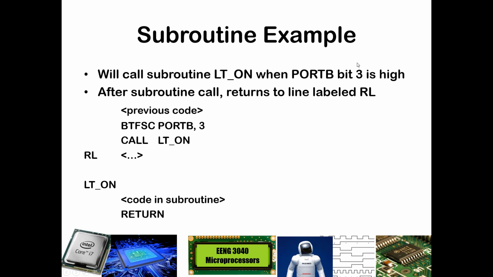In this case, we want to check when port B bit 3 is high, we want to turn on this light. So we're doing a bit test, and we're checking port B bit 3 to see if it is high. If it is high, then we are going to call LT_ON. Otherwise, we're going to skip over and go to this next line of code. After we finish executing LT_ON and we hit this return statement, the program counter will have previously been stored, and that will have the location of this line of code. The call LT_ON will be stored on the stack, and so then it will increment by 1, and we will go back to the line labeled RL for return location.